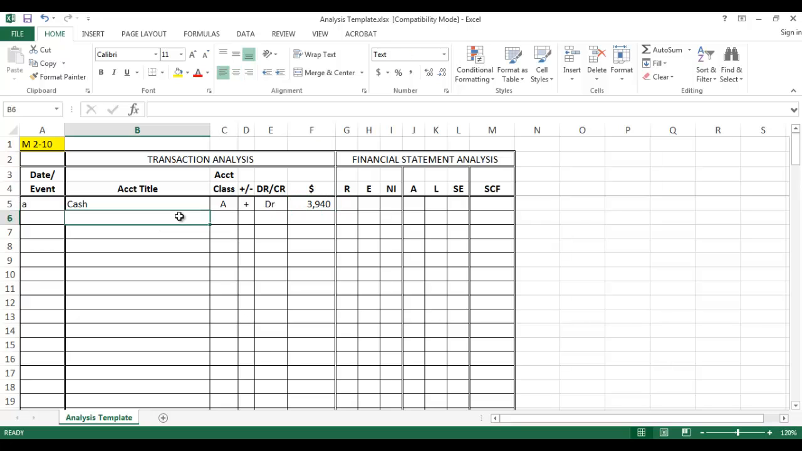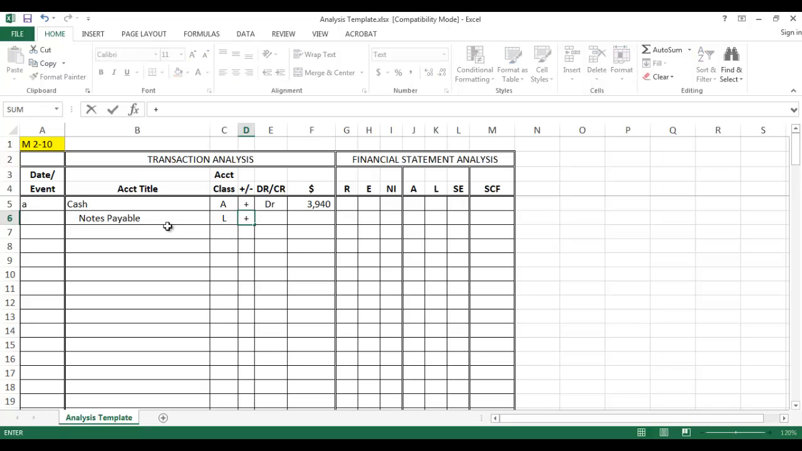Now what else happened here? Well, I borrowed $3,940 that I've received in cash here on the first line. So now I owe $3,940 to the bank. So we'll indicate the notes payable account. That's our formal bank loan. That's a liability account. That's also increasing in this case.